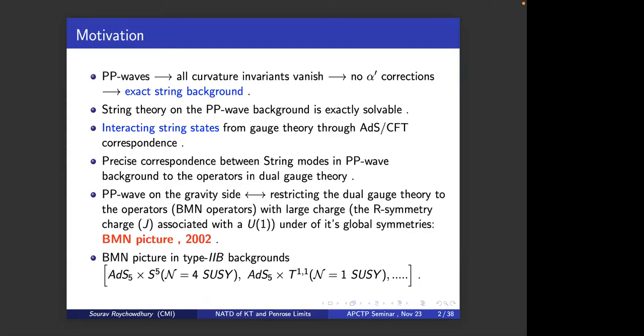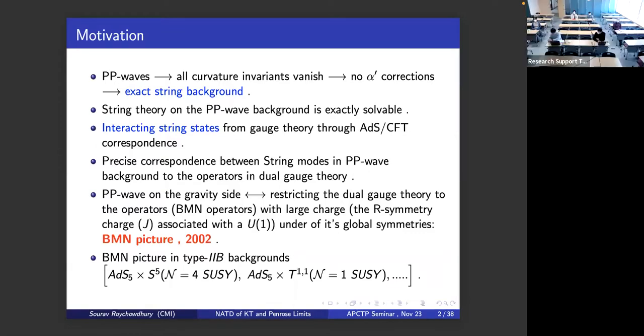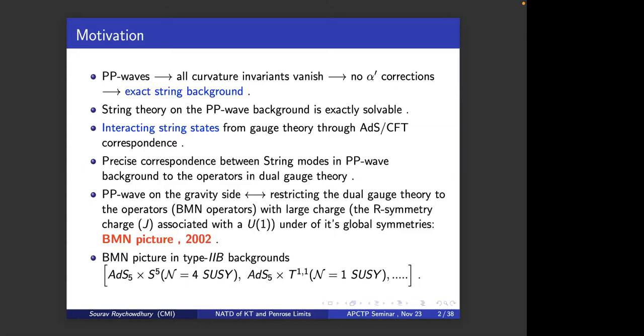identically vanishes. Now, as we know from the worldsheet formalism in string theory, all alpha prime corrections are accompanied by the Riemann scalars or other scalars. For the pp-wave background, all curvature scalars vanish, so it provides an exact string background. That's the main beauty as far as the string theory picture is concerned. So the pp-wave gives an exact string background.